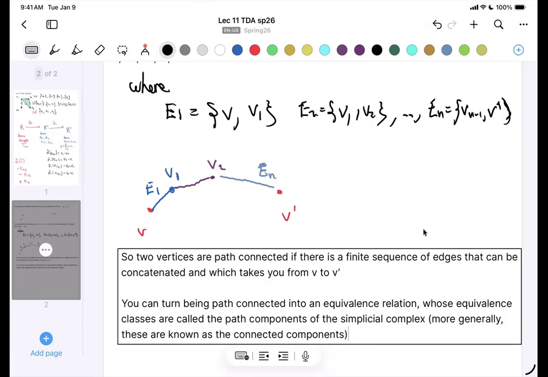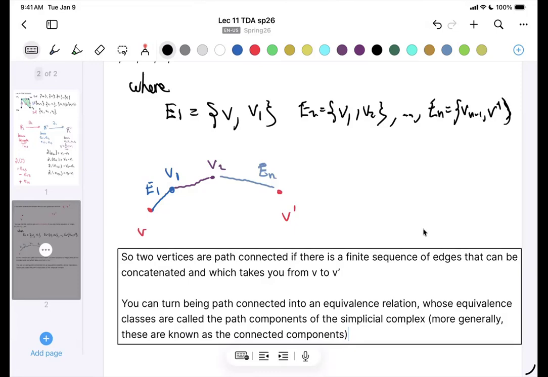So again, if you think about it in the context of social networks, if you drew an edge for a friendship relation, then you would say that the connected components are kind of like groups of friends, in the sense that if you belong to the same group of friends, you are a friend of a friend of a friend of a friend of some friends.